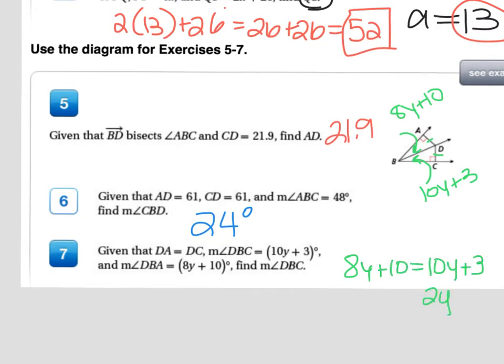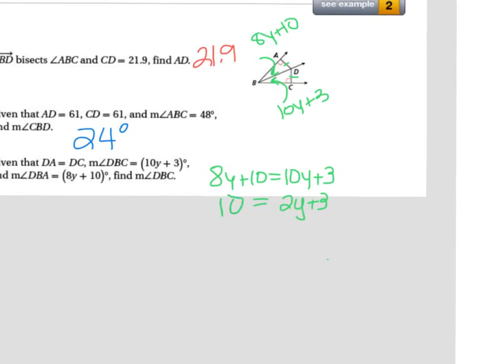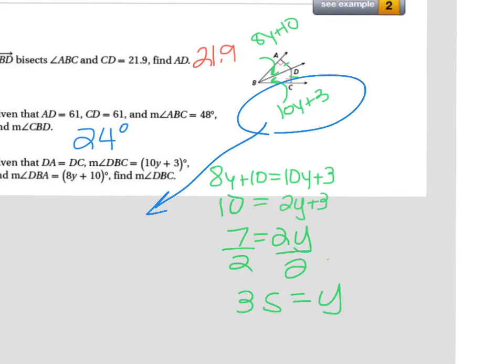So this is 2y plus 3 equals 10. This is 7. Divide by 2. Y is 3.5, or 7 over 2, and then take it and plug it back in. Does it matter which one you plug it back into? No. Okay, I'm going to plug it back into DBC, but it doesn't matter because they should be the same.